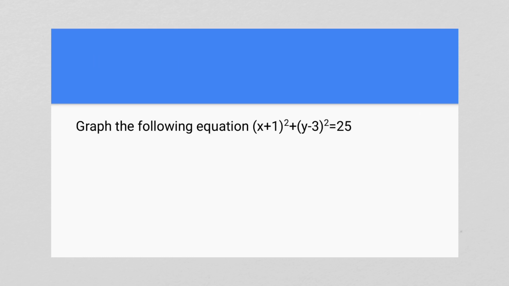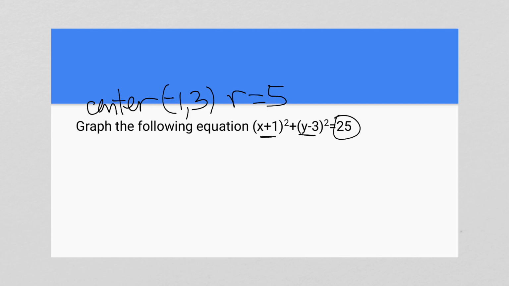Okay, graph the following equation. If I ask you to graph something, which is pretty simple here, let's get the center of this first. So what is the center of this circle? We have it as x plus 1, so that must have been a -1. Here we have y minus 3, so that means it was a 3. What is the radius here? Well, it was squared to get 25, so the opposite of that, the square root of 25, is 5.